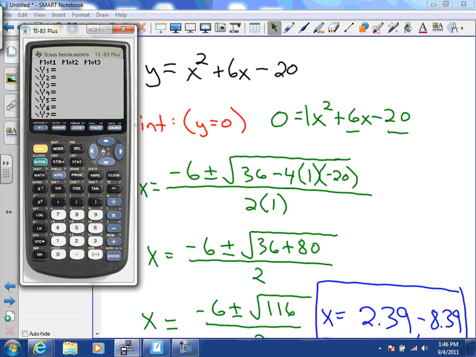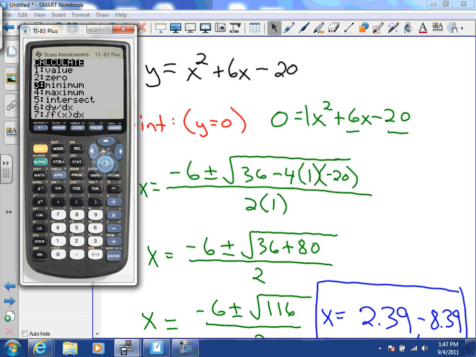Put this into y equals in the calculator. So we have x squared plus 6x minus 20. Let's graph this thing. See if the standard window is good enough. It is. Let's lower that a little bit. See if we can see the whole graph. Not yet. There we go. So the intercepts are the two places where this crosses the x-axis. You can see that there's 2 of them.